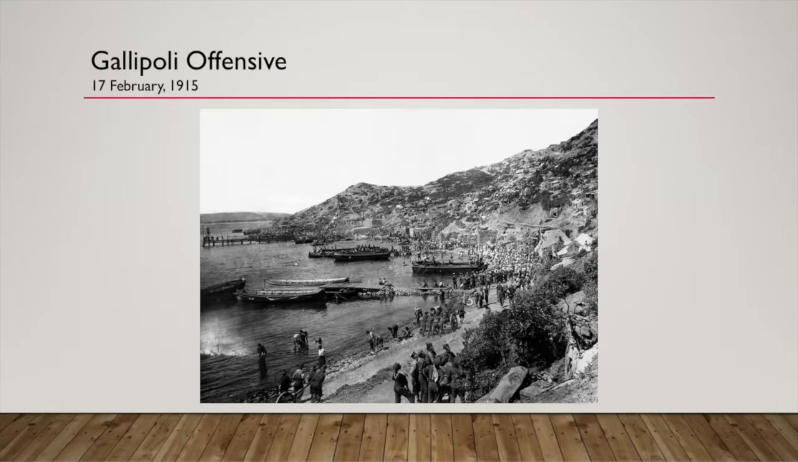However, after a few initial successes, a stalemate began to grow just like the Western Front. Reinforcements were sent to Gallipoli, but there was still no sign of success. Eventually, the Allies decided to evacuate Gallipoli with an estimated death toll of 250,000 casualties by the end of the offensive.